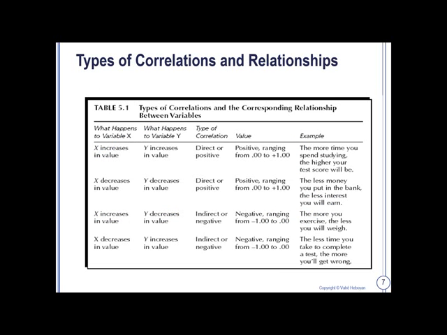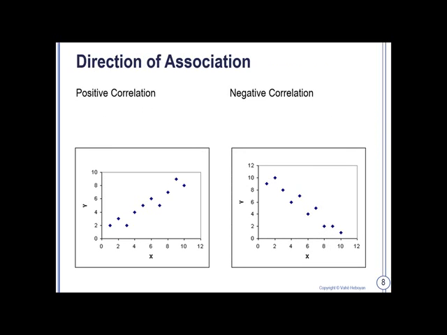In this slide, this particular slide indicates the different types of correlations and relationships, again, summarizing what I have just mentioned. How do X and Y, for example, relate to each other? And in terms of the coefficients, how do different ranges get interpreted? The direction of association, again, as mentioned, there are positive and negative ones.